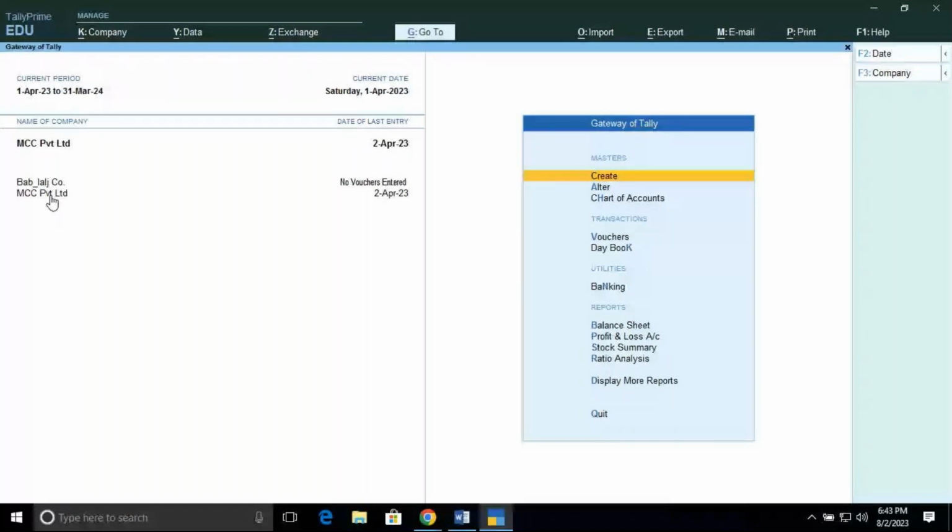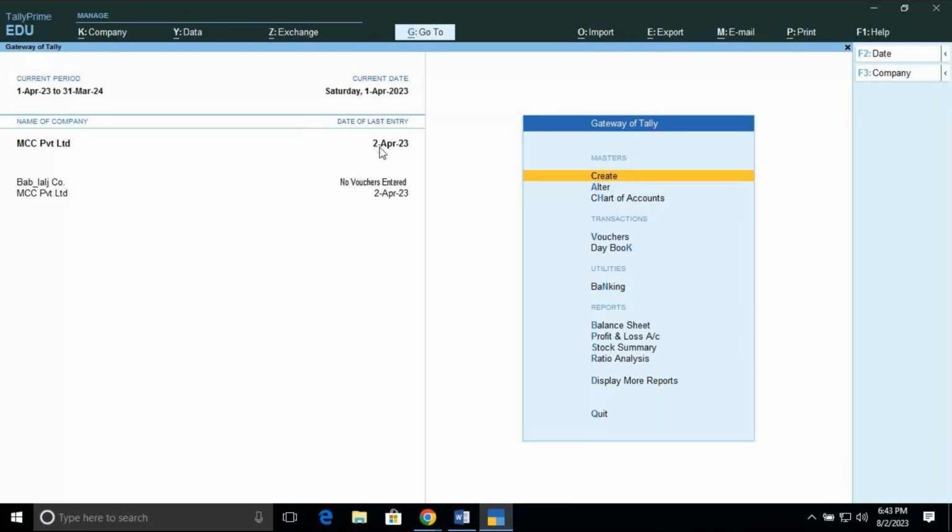To see, within bracket, list of transactions recorded. If you see here, date of last entry, 2nd April. That means what? There are some transactions.